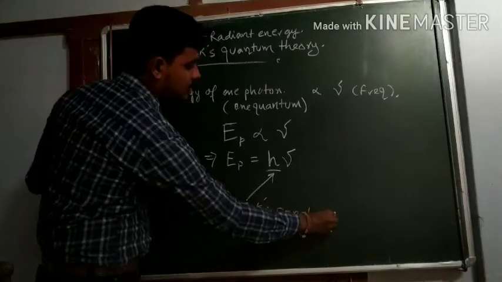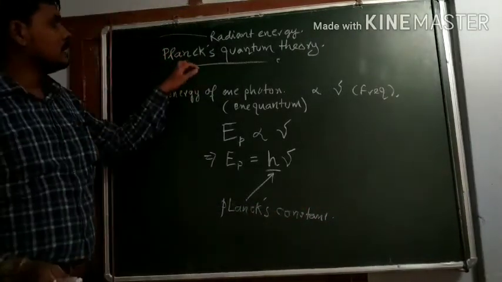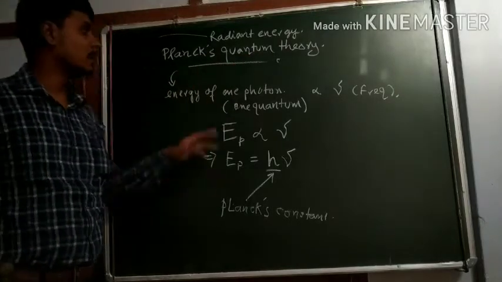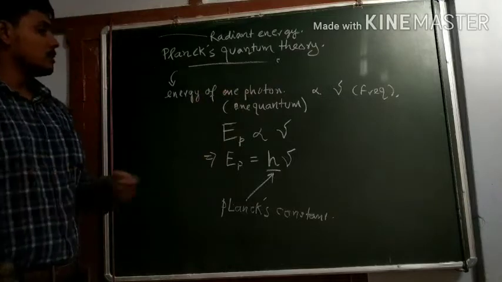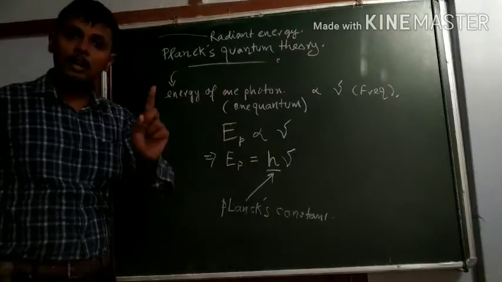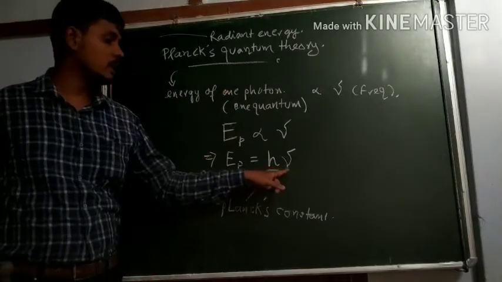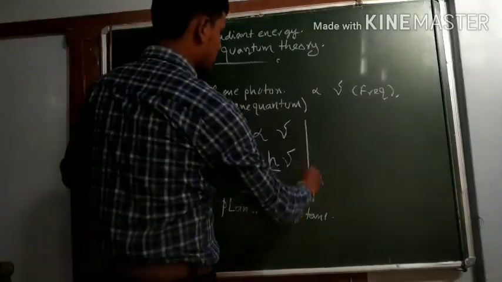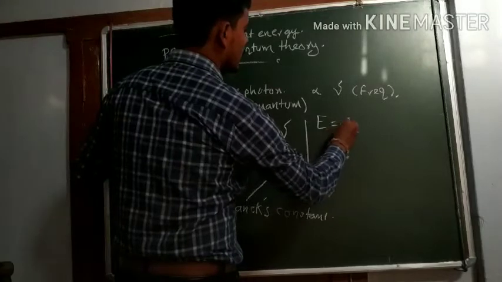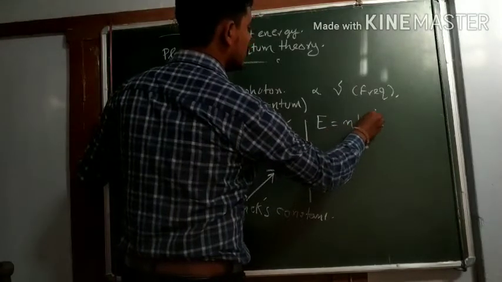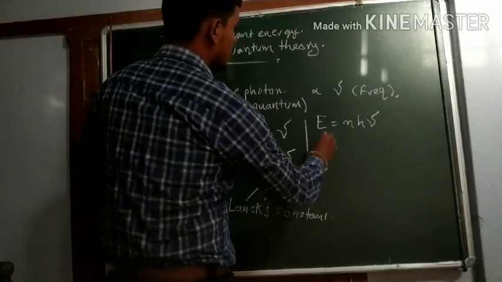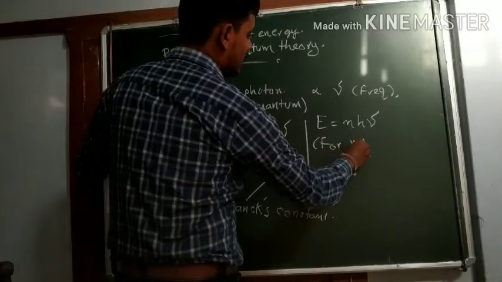So why Planck's constant? Because this is Planck's quantum theory, which was given by someone called Max Planck. Okay, so the energy of a photon will be h nu, where nu is the frequency of radiation, and E equals nh nu for n photons.